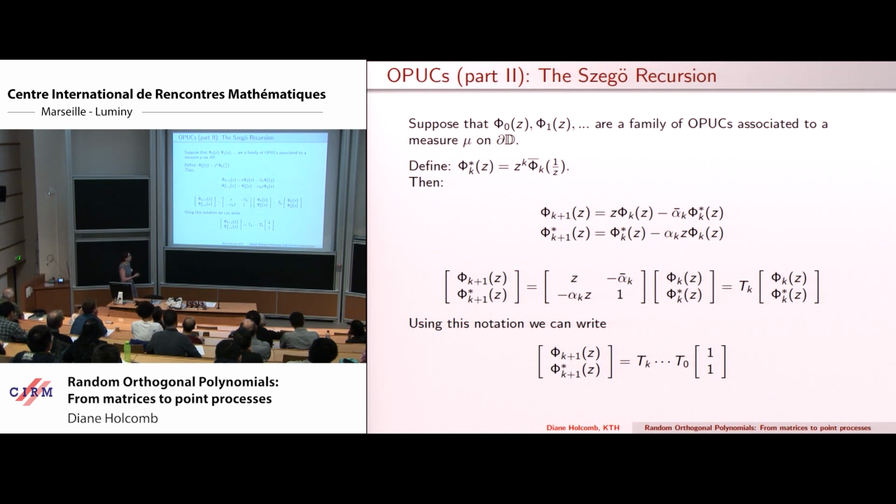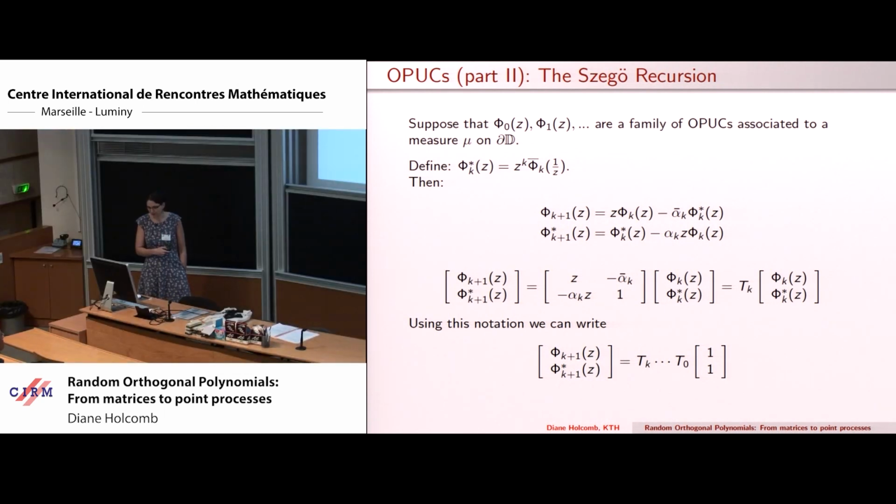One terminology that's sometimes used is you have this product of 2 by 2 matrices, and these are sometimes called transfer matrices. I saw that name as part of a title of another talk. So this is your first step with transfer matrices this conference.